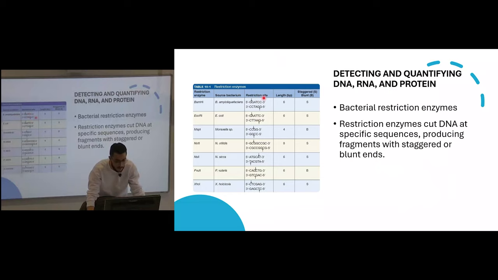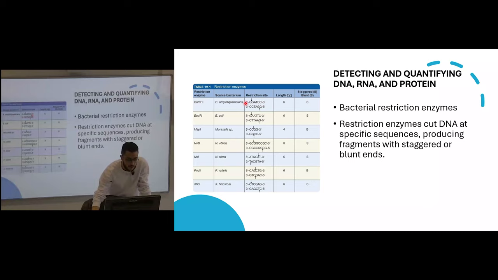There are hundreds of them, if not thousands, okay? And they all come from different bacteria. They're used by the bacteria to do different things. And they have two different patterns of cutting, okay? They either create staggered cuts or blunt cuts. And this is the difference here. For example, this restriction enzyme here, BamHI, is an enzyme that will go through the DNA and find this sequence here.